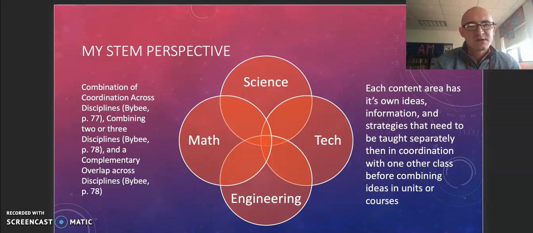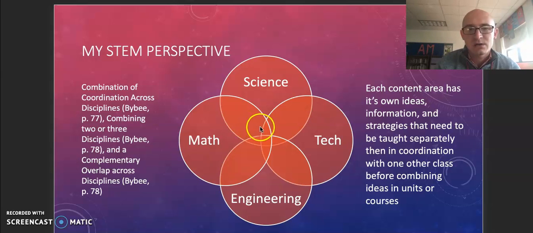And lastly is my STEM perspective. Quickly, it's a combination of the coordination across disciplines from page 77, combining 2 or 3 disciplines, and a complementary overlap across disciplines. I think each content area has to have its own discussion, has to have its own class, so we get out the original ideas and information. But then the overlapping areas can become coordination between 2 classes or teachers about what they can talk about together. For example, myself and my science teacher on my team, we talk about scientific notation in combination with what we're covering at the time.